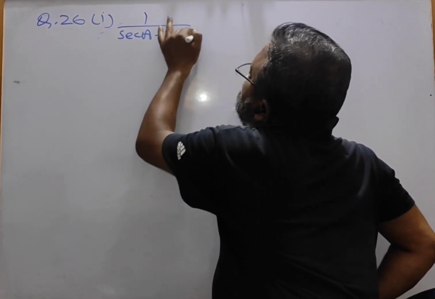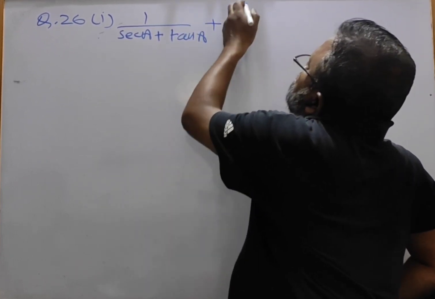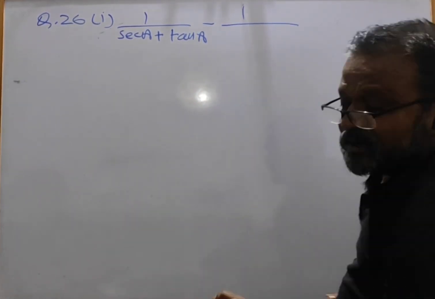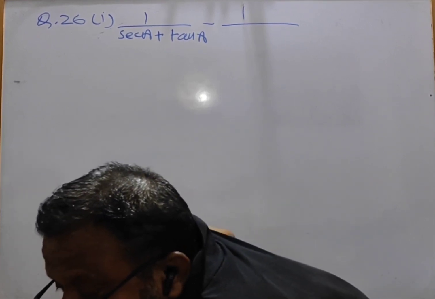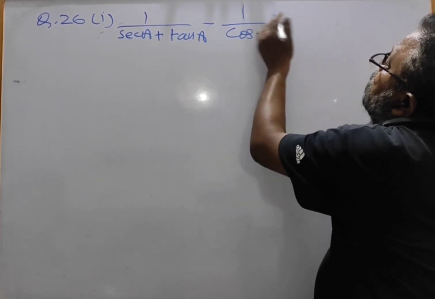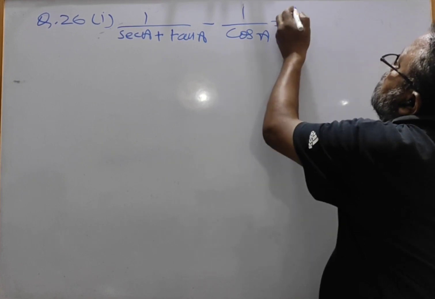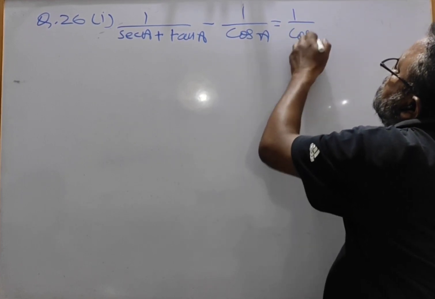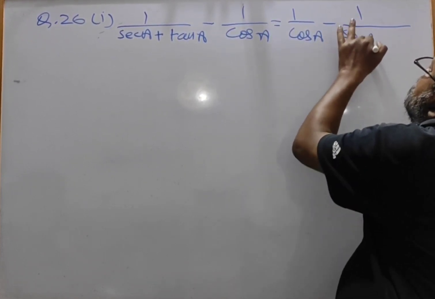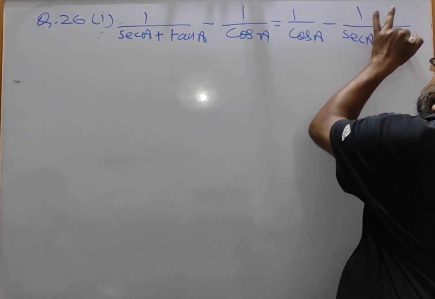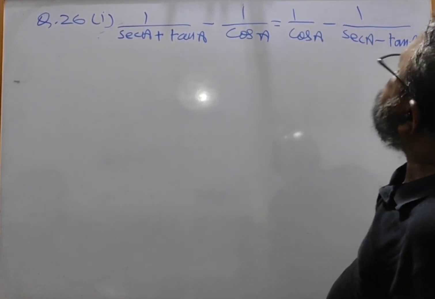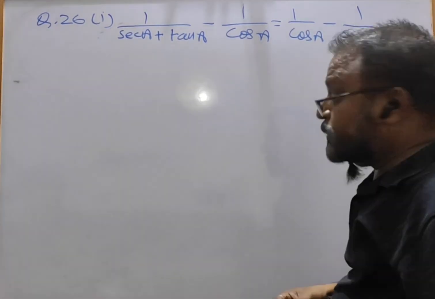Then minus 1 upon cos A is equal to 1 upon cos A, sec A minus tan A. Very good. Pretty good question it is.